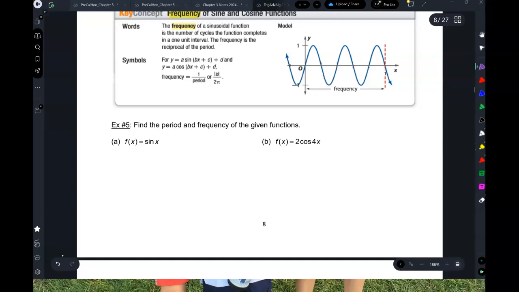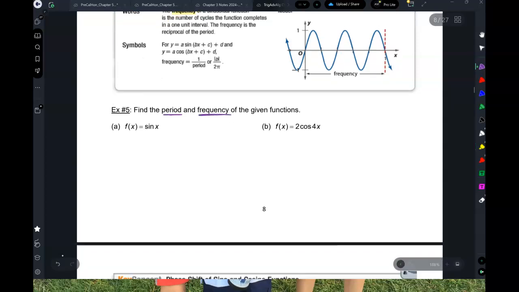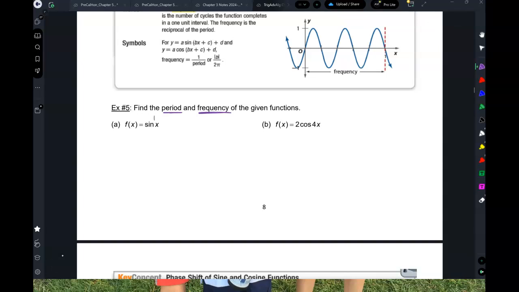Okay, so here is how you find the period and the frequency. So the period, right, in this case, it's sine of 1x, so b is 1. So the period is 2 pi over 1, which is 2 pi. This is the period. The frequency is the reciprocal of this. So it's 1 over 2 pi.